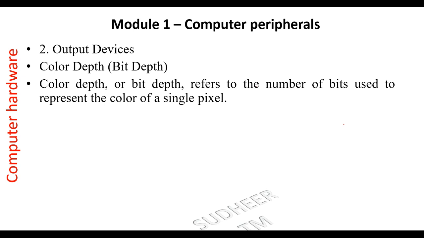Okay, the second point in the fundamentals is color depth. What is color depth? Color depth, or bit depth, refers to the number of bits used to represent the color of a single pixel.